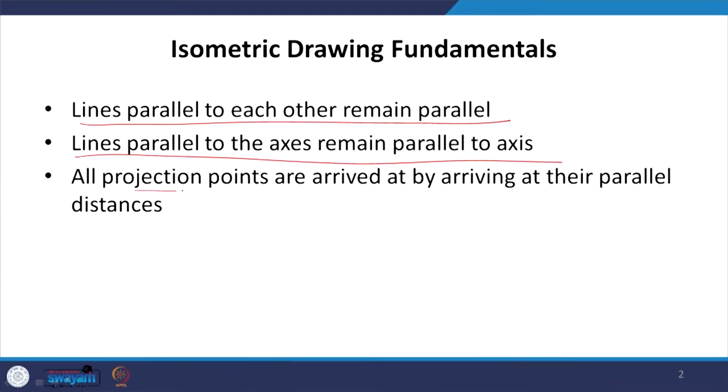The third one: all projection points are arrived at by arriving at their parallel distances, which is what I mentioned in the last lecture. If there is a certain point for which the reference in terms of distance from x and y is not available, then we have to derive that and then go back in the isometric drawing to draw that, which is what we mean when we say all projection points are arrived at by arriving at their parallel distances from the reference lines or reference planes. These are the fundamentals, and I will explain the concept of isometric drawing taking examples only. Today we are taking quadrilaterals and polygons.